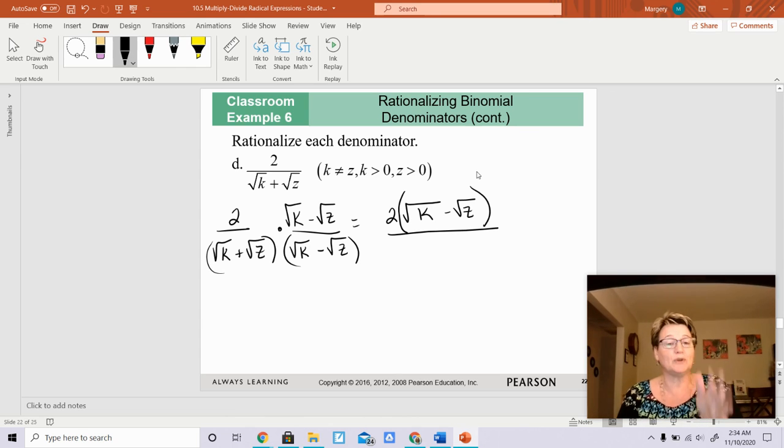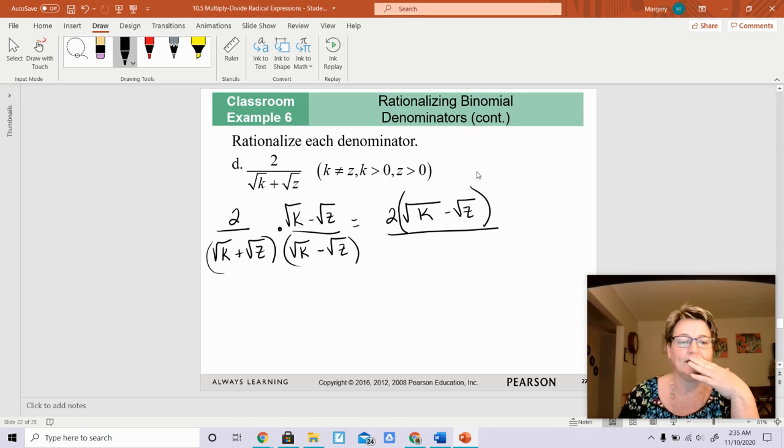Now, I'm going to do a shortcut. And the shortcut is this. The square root of k times the square root of k, I know the middle terms are going to cancel out, so I'm just going to multiply the first terms together and the last terms together, because the outer numbers and the inner numbers, those cancel out. So I'm going to be left with k minus z. That's it. And you can't do anything. That's your answer. Can't go any further.